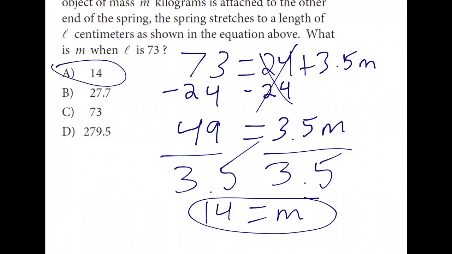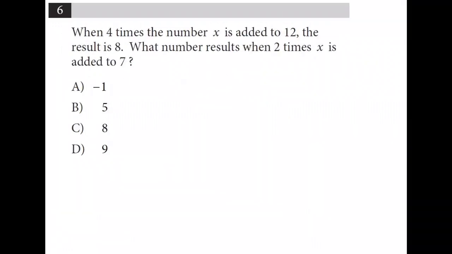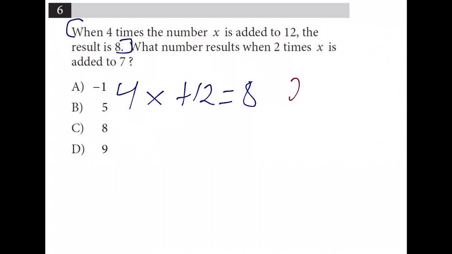A. Number 6. When 4 times the number x is added to 12, the result is 8. What number results when 2 times x is added to 7? So the first equation, 4 times the number x added to 12 is equal to 8, comes from our first sentence. That's translating what those different words mean. The next one, 2x plus 7 is equal to what?